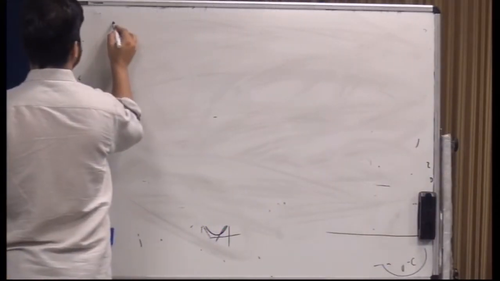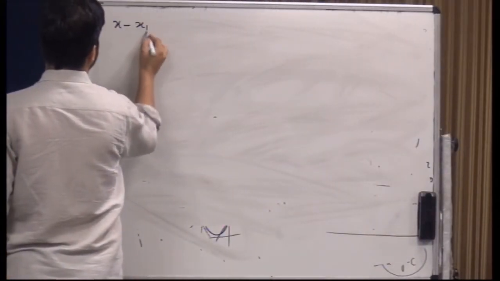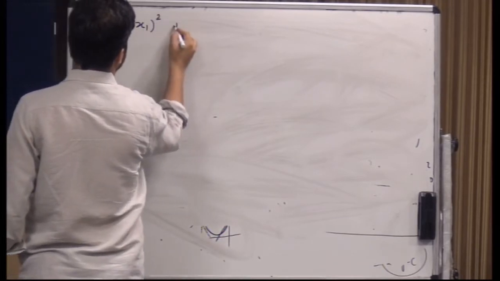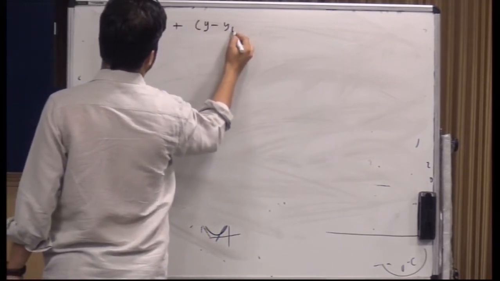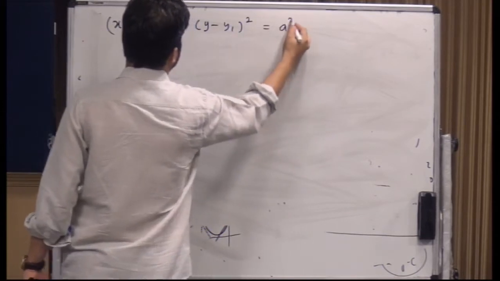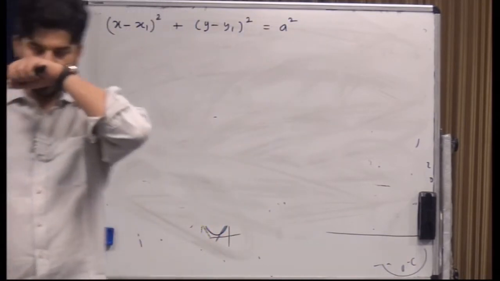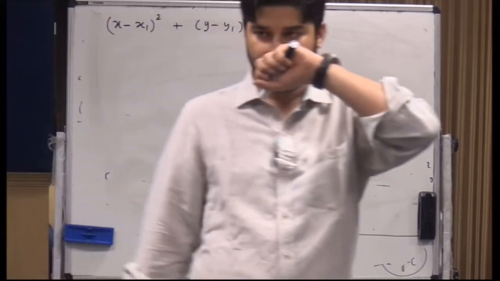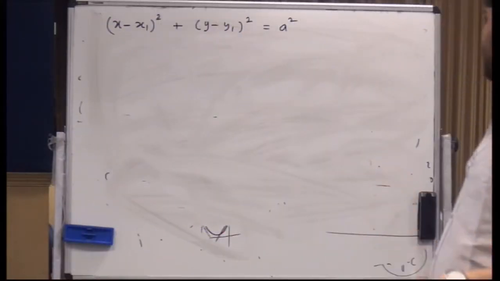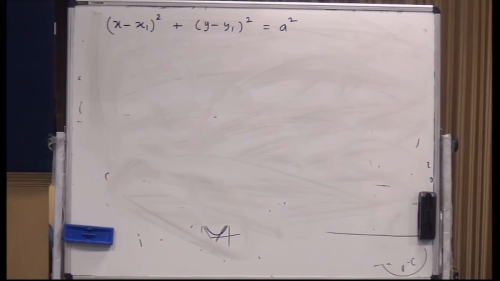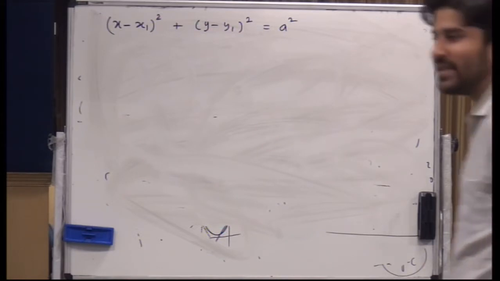Now let's say, instead of seeing the circle at the origin, we are going to say the circle is this. How many of you recognize this circle? What is the center? (x1, y1). And what's the radius? A. So basically it's the same circle we were doing in the last class, in the last question, but the center is changed. Only the center is changed.